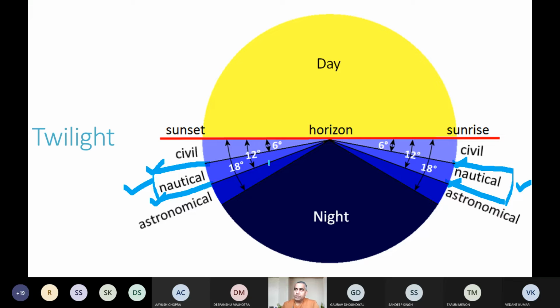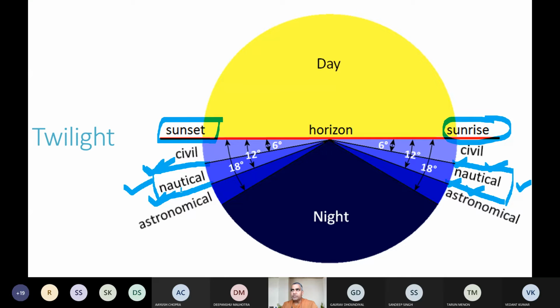Now, both these times, the nautical and civil twilight times, are given to us in the almanac. If you see in the morning time before sunrise, they give us commencement of nautical twilight to commencement of civil twilight time. And in the evening, along with sunset, they give us ending of civil twilight time to ending of the nautical twilight time.